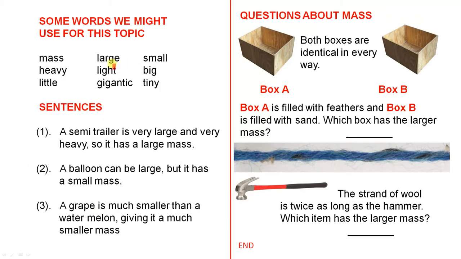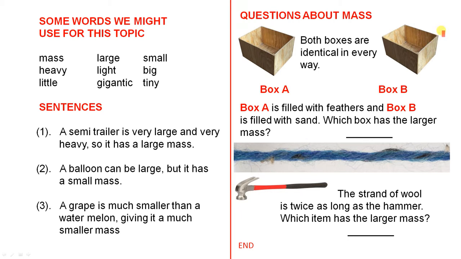Some words we might use for this topic: mass, heavy, little, large, light, gigantic, small, big, tiny. Here are some sentences. A semi-trailer is very large and very heavy, so it has a large mass. So you can talk through this sentence with the students and get them to understand what's happening. A balloon can be large, but it has a small mass. A grape is much smaller than a watermelon, giving it a much smaller mass. You can explain why that is the case.